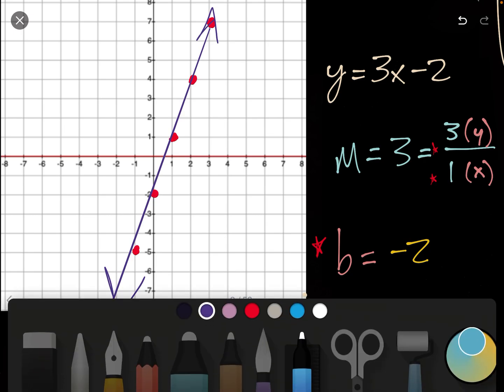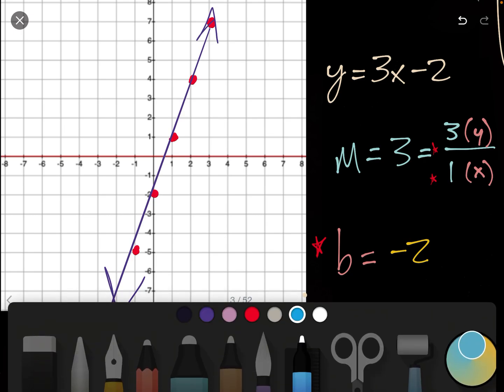And again, you can check it by plugging in any of these values. So if x is 2, 3 times 2 is 6, minus 2, which is 4. So you get the ordered pair 2, 4. It works with all of them. With 3, 3 times 3 is 9, minus 2 is 7. And we have the ordered pair here. Guess what? 3, 7.